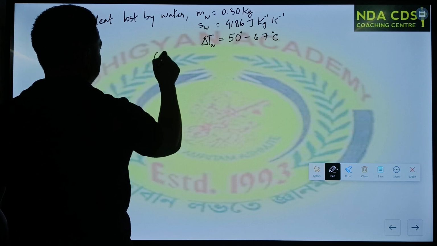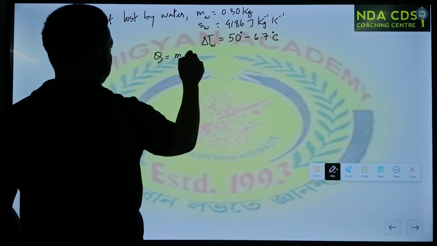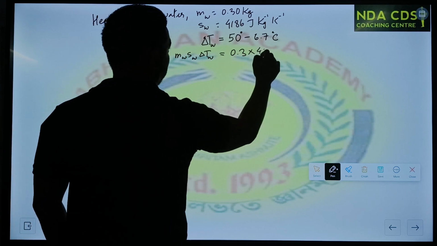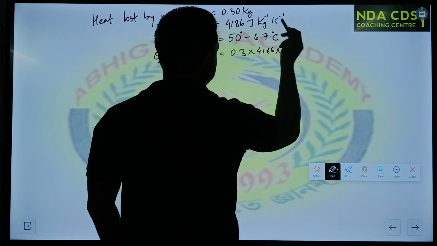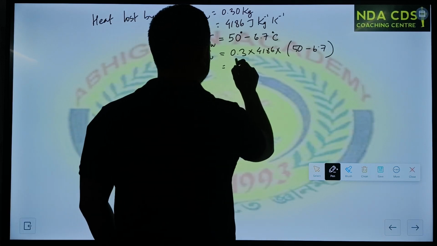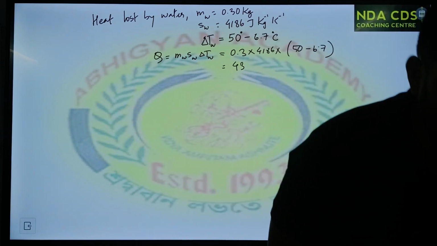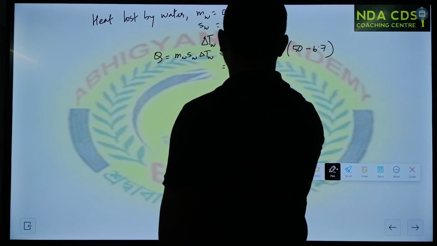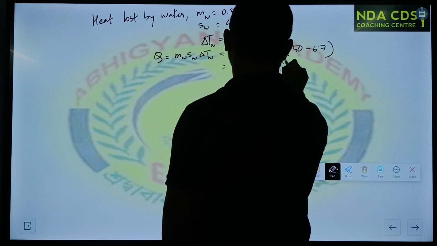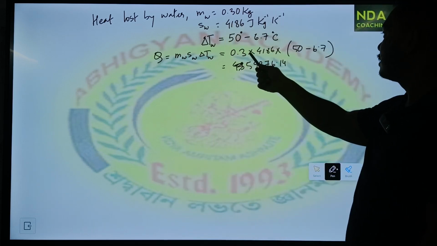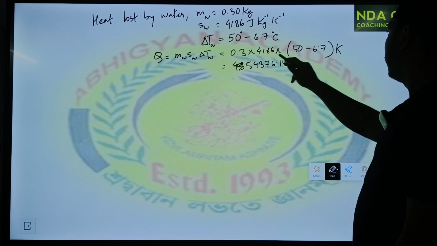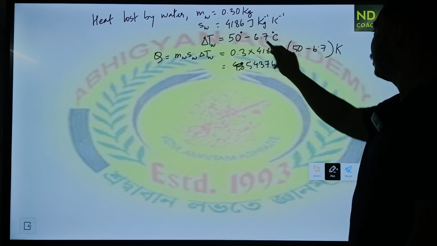So heat loss Q equals mass of water times specific heat of water times change in temperature. 0.3 times 4186 times 50 minus 6.7, which is 43.3. You get 54376.14. What will be the SI unit? Joule. इसको तुम केल्विन भी रख सकते हो, सेम आएगा, पर केल्विन केल्विन गॉन, मास मास गॉन, जूल.